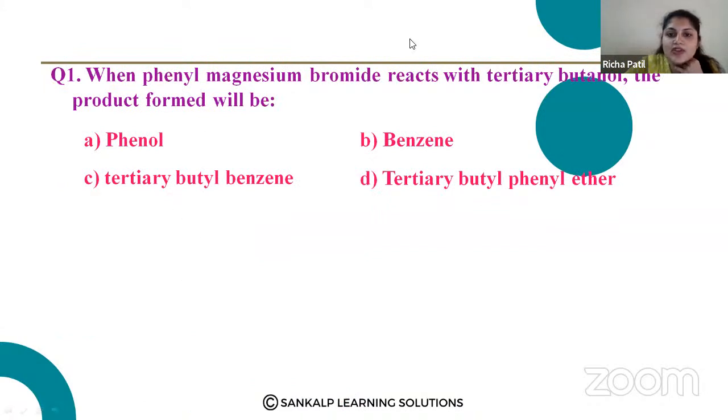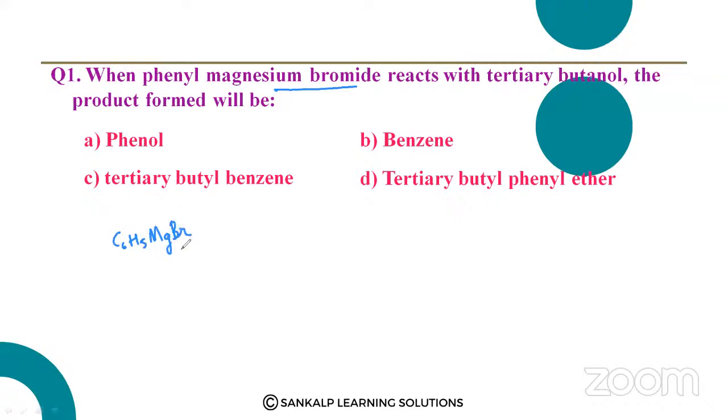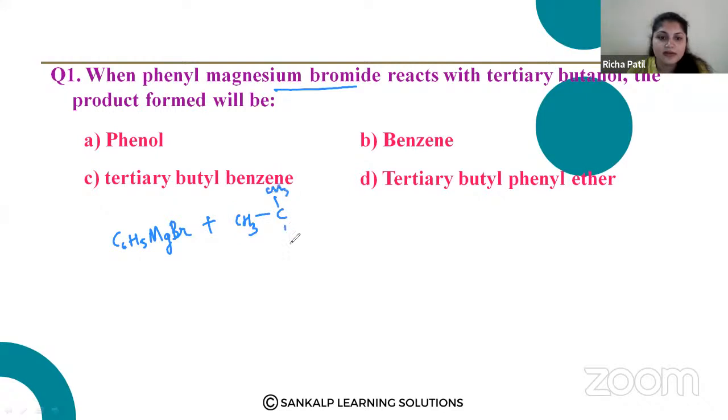So we'll see some of the questions. When phenyl magnesium bromide reacts with tertiary butanol, the product formed will be? What is the answer? So phenyl magnesium bromide, how do you write phenyl? C6H5MgBr. And the product is benzene, plus your tertiary butanol. Okay, tertiary butanol is what?